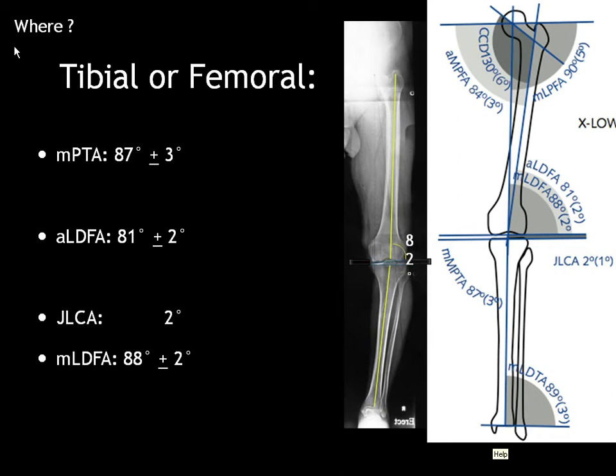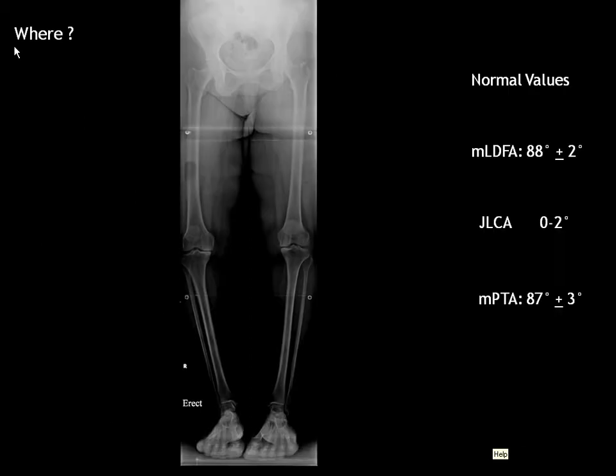So if we measure on this case, we have the anatomical measurement, we have the tibial, we measure the lateral distal femoral, which is 82 degrees, which is within normal range. We look at the medial proximal angle, which is 81, and that's off. So now we know that the deformity is tibial, and that's where we're going to do our osteotomy. So it's a tibial osteotomy, not a supracondylar osteotomy.